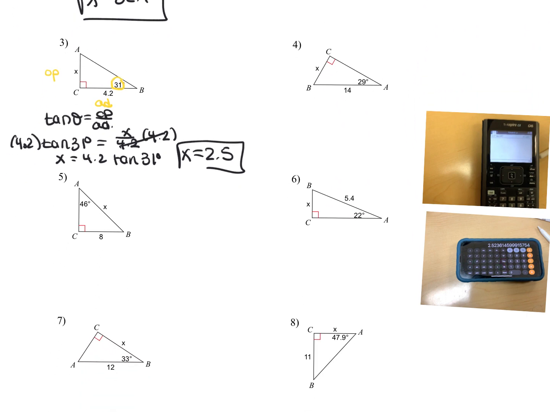Number 5, here's my angle. And with reference to my angle, this is the hypotenuse. It's across from the 90 degrees, and this is the opposite. So what trig function uses hypotenuse and opposite, or opposite and hypotenuse?